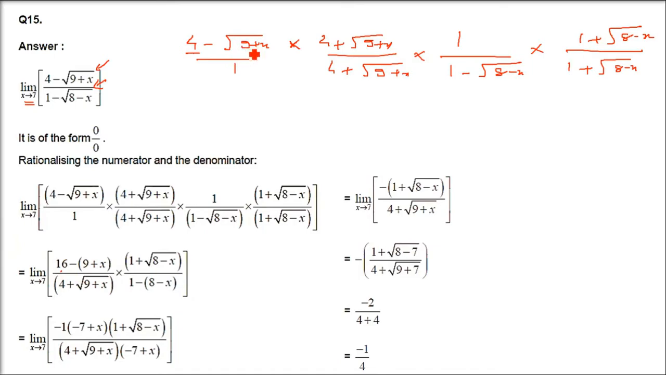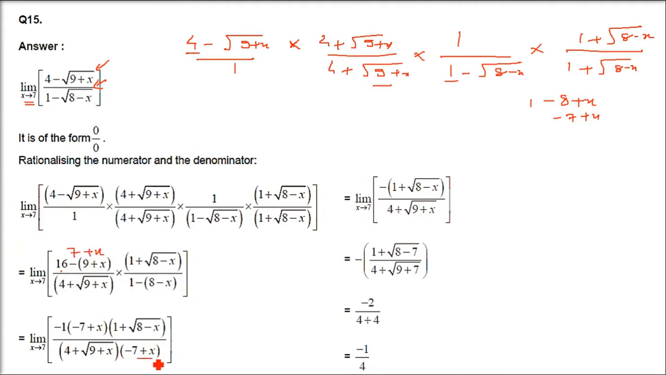Now apply a square minus b square. So this is 4 squared is 16 minus this under root 9 plus x, this 9 plus x. Here 1 plus under root 8 minus x. A square minus b square, so 1 square minus under root 8 minus x whole square is 8 minus x. So we have 1 minus 8 plus x. So this will be minus 7 plus x. Okay. So minus 7 plus x will be in the denominator. 16 minus 9 is 7. And 7 minus x, this will be 7 minus x.